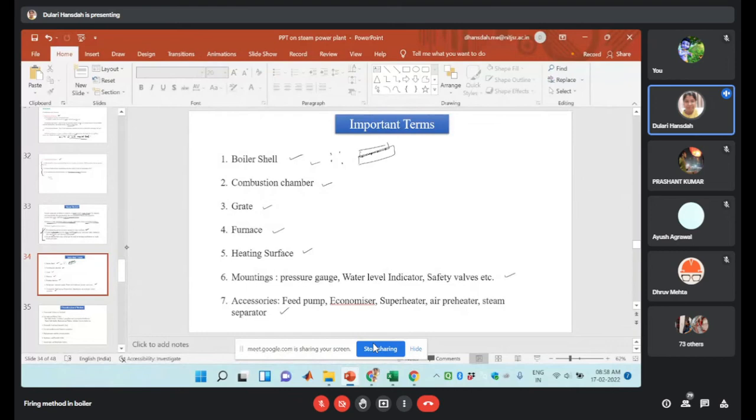Then we have the combustion chamber. The combustion chamber is mostly related to the furnace. In the combustion chamber, the hot side is insulated with bricks so that whatever heat is generated does not escape from the chamber. Inside this combustion chamber, we will have the grate.